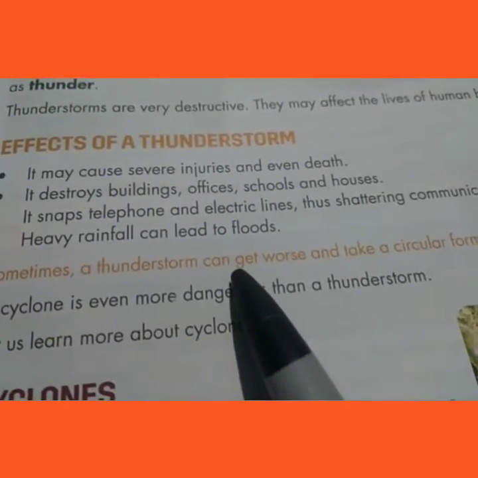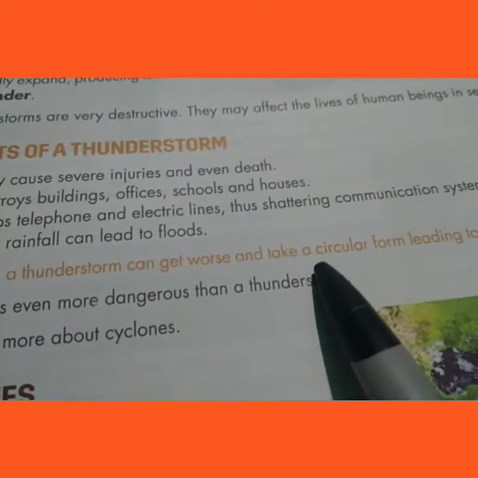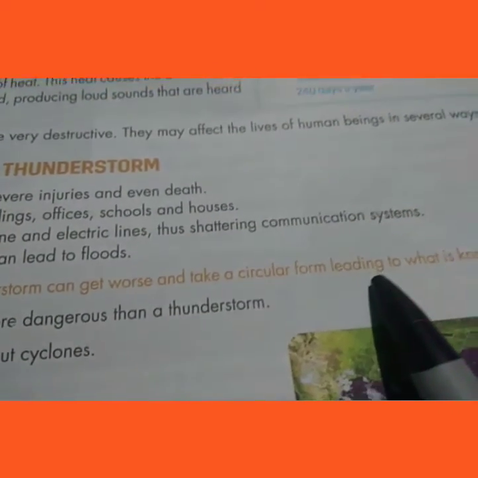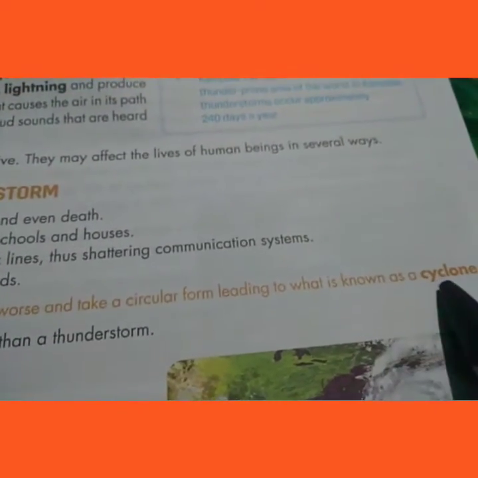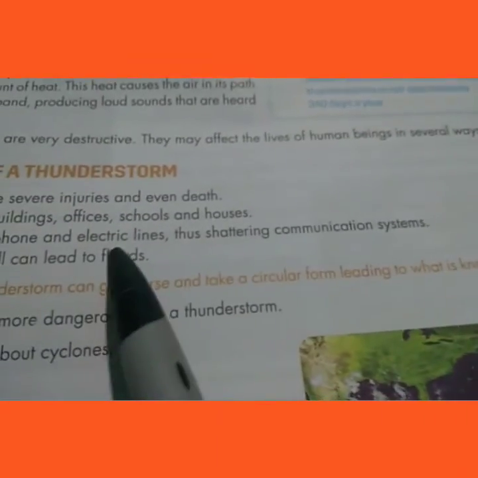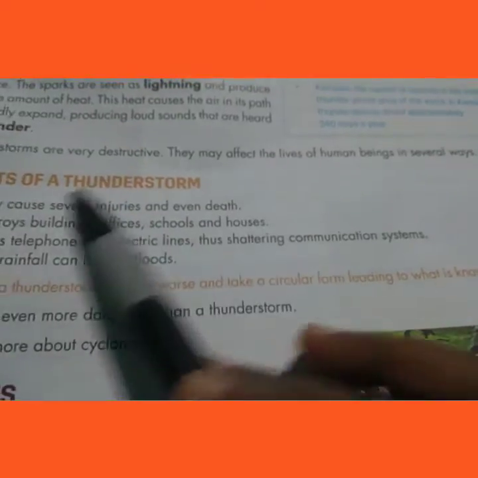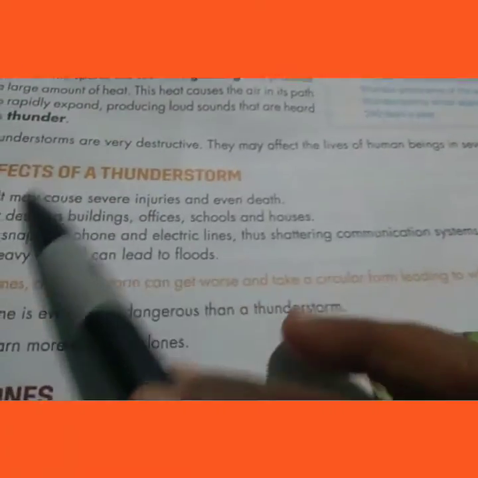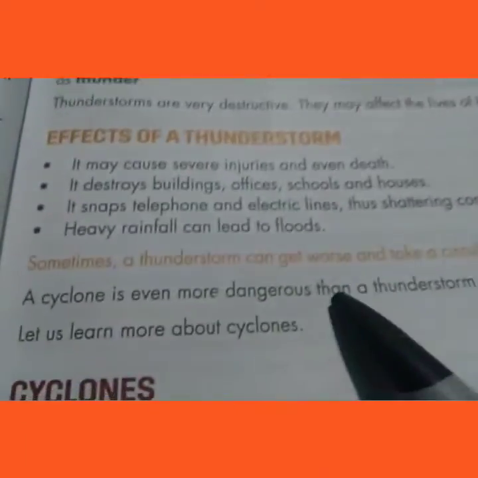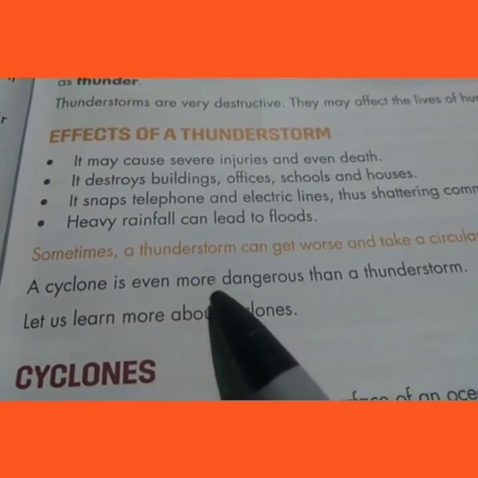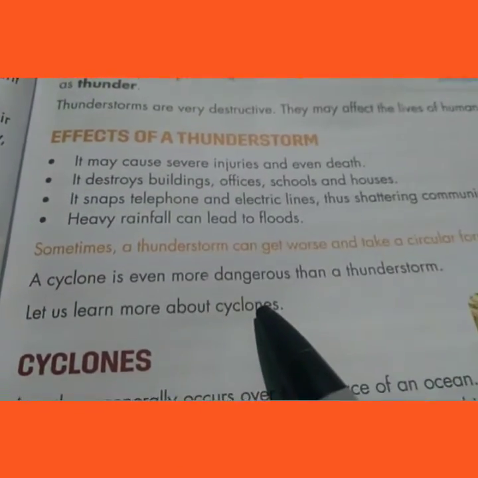Sometimes a thunderstorm can get worse and take a circular form, leading to what is known as a cyclone. When the thunderstorm keeps moving round and round in a cyclic manner, it forms a cyclone. A cyclone is even more dangerous than a thunderstorm.